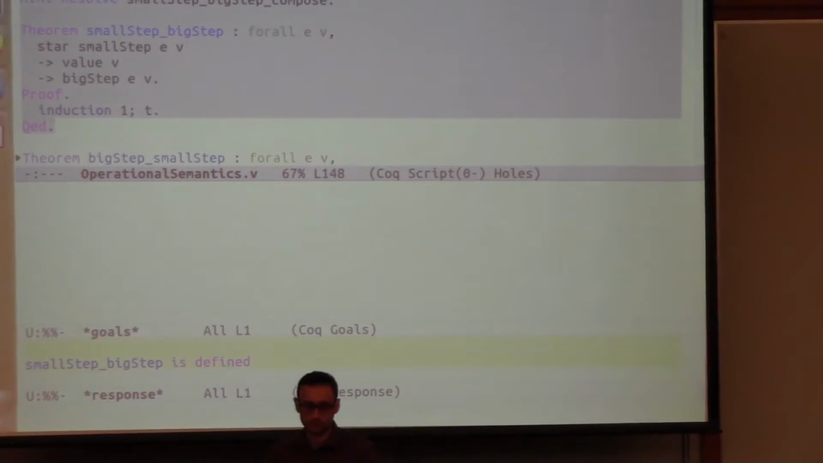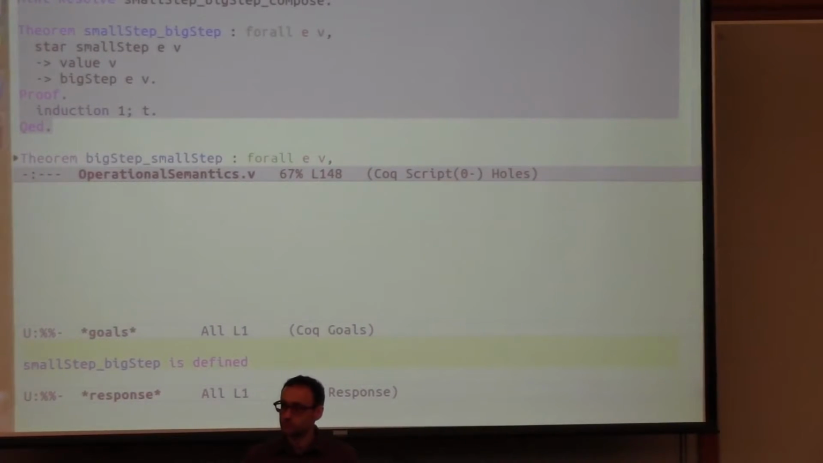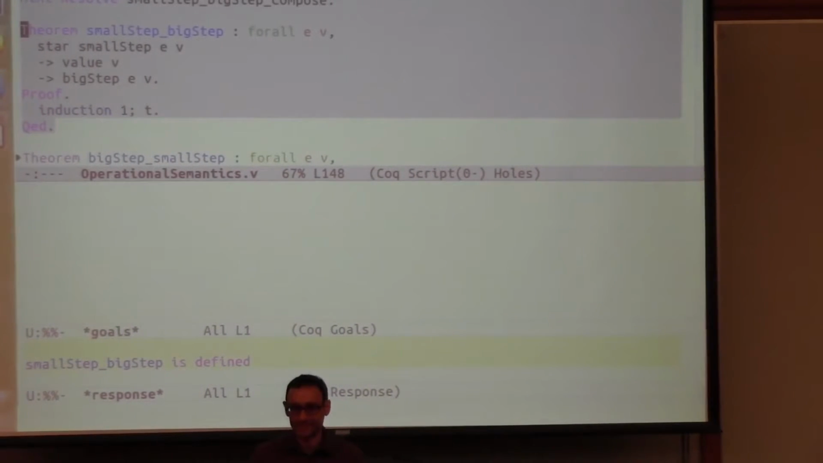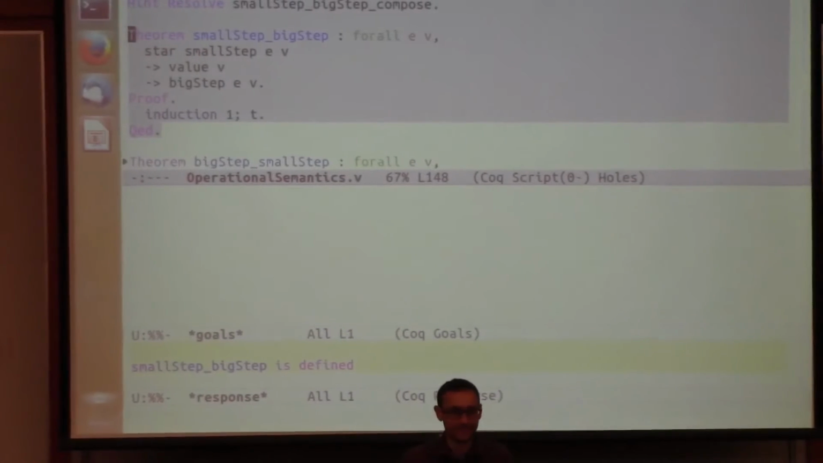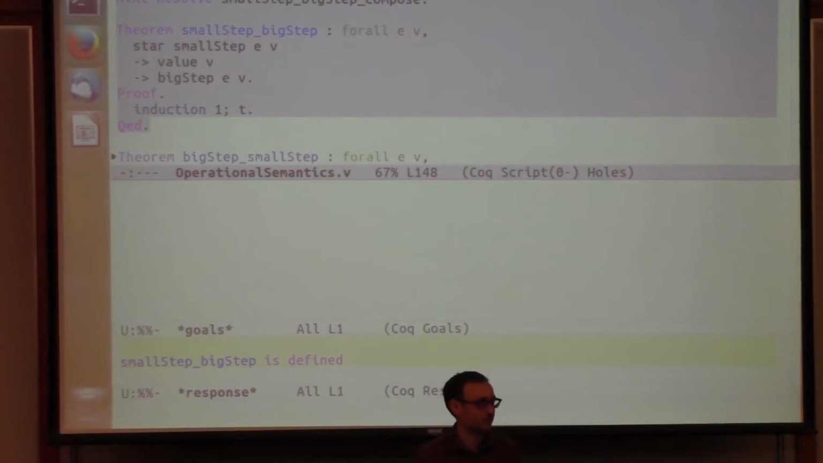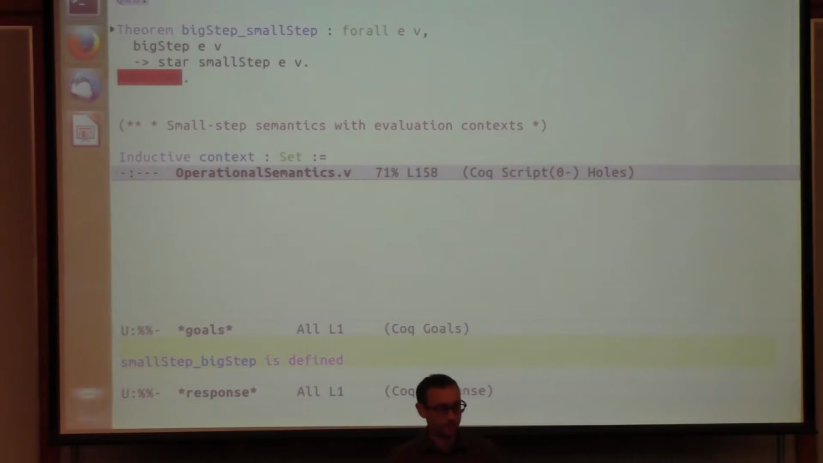Yeah? So a lot of the times when we do small step, we use evaluation context. I'm going to get there. Okay. Yeah, that's the next commented section. Any more questions about this direction before we tackle the other one? All right, so let's prove that other direction. Whenever you have a big step, you can simulate it with 0 or more small steps.